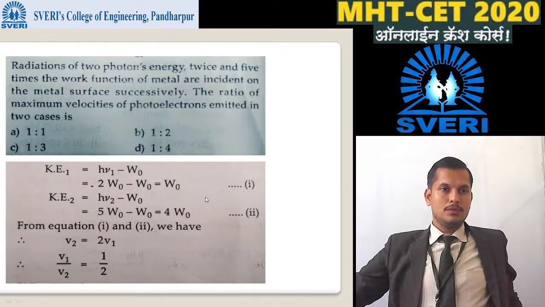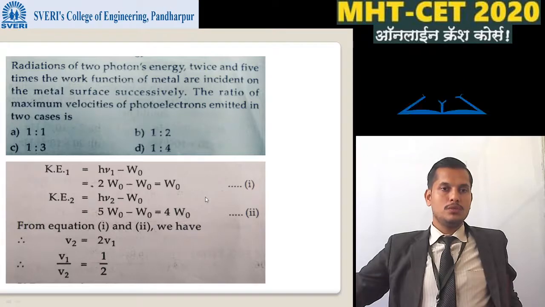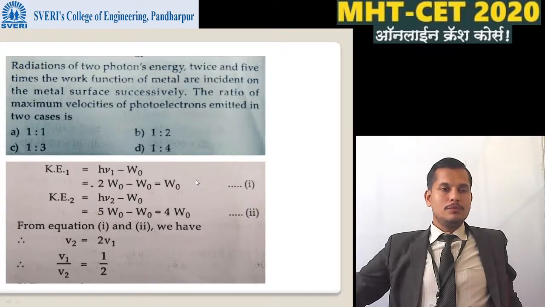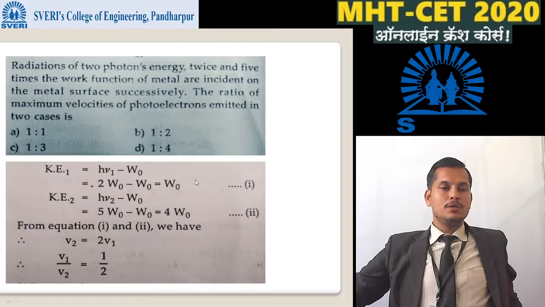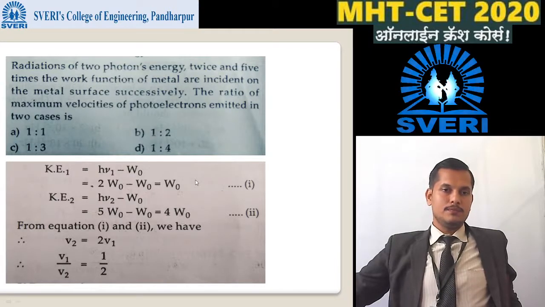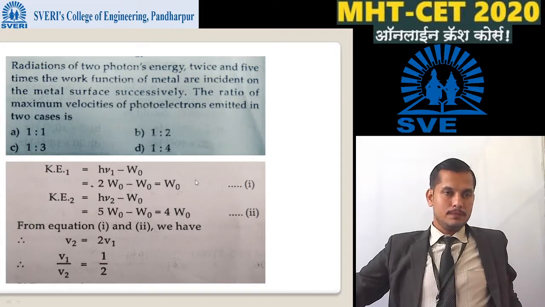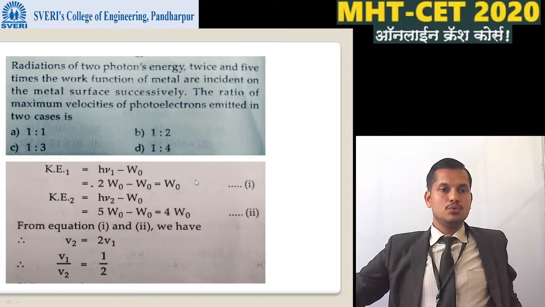So the radiations of 2 photons, with energy twice, that is 2 times W0, and 5 times W0, the work function of the metal, are incident on the metal surface successively. The ratio of maximum velocities of photoelectrons emitted in the two cases is? So we have to determine the ratio of maximum velocities of photoelectrons which are emitted in these two cases.